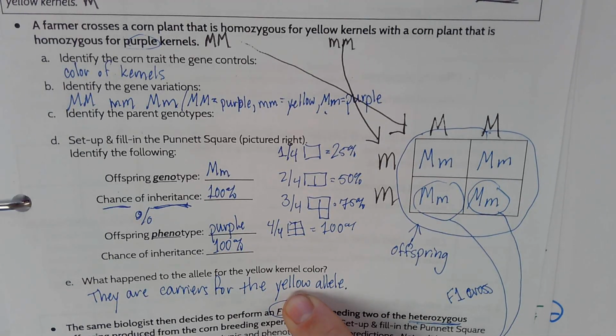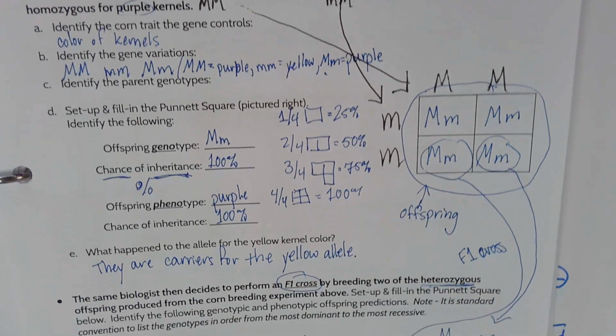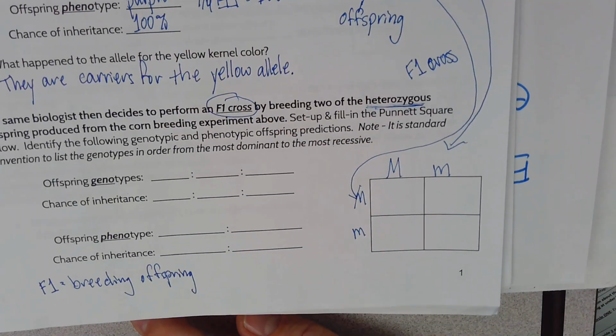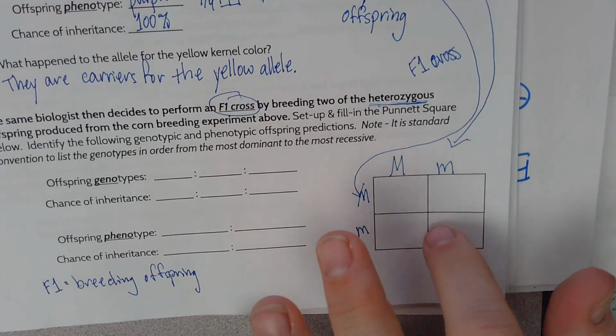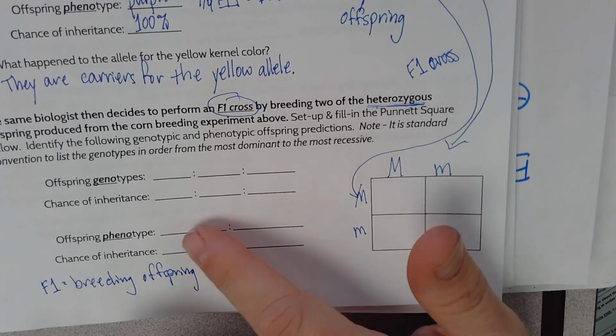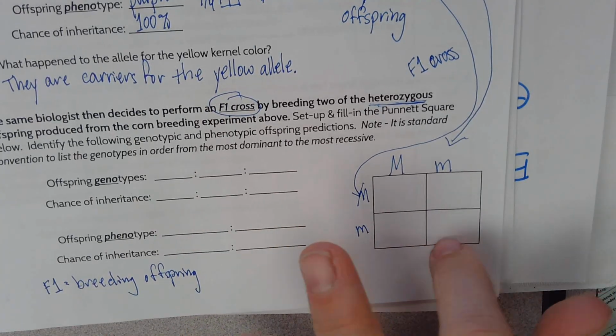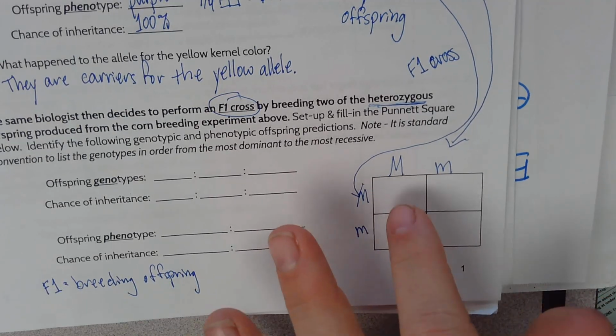Perfect. You guys are doing a great job. So that is where we were, and then we moved on down to introduce this next question, where we have heterozygous parents. So now see if you can figure this out and fill out the probability, the percentages, the chance of inheritance for each.